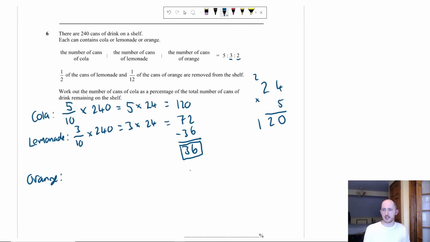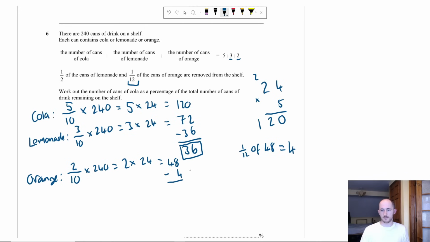The number associated with orange is the 2, so we're going to do 2 over 10 times 240. 240 divided by 10 is 24, times by 2 is equal to 48. And it says that a 12th of the cans of orange are removed. So what is a 12th of 48? Well, all we need to do is do 48 divided by 12, and if you know your 12 times tables, that's actually just 4. Times by 1 is 4. So we have to subtract 4 from 48, which is just 44. So now we know how many cans of drink we have.